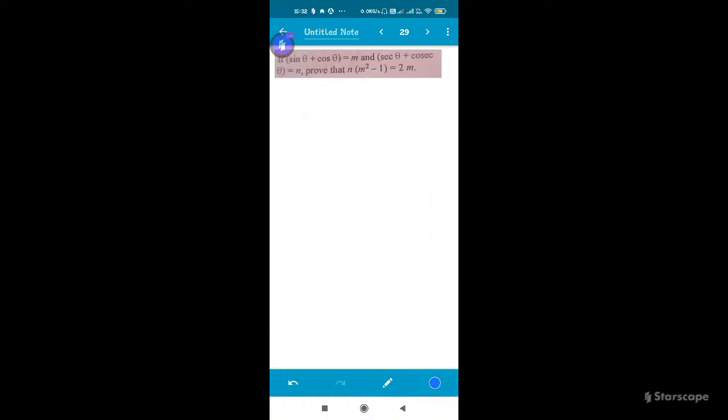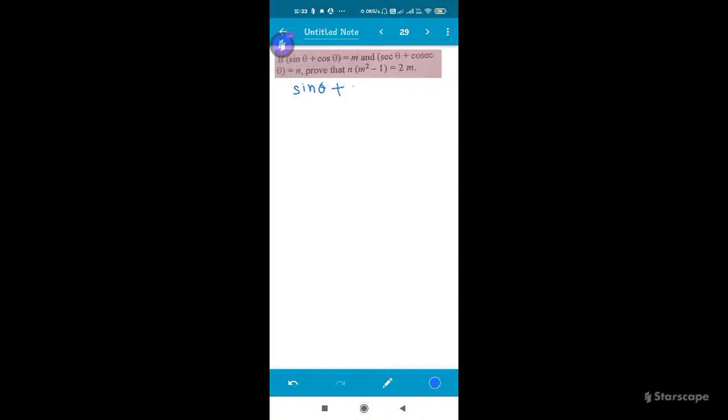Okay. So over here also we have to eliminate theta, but we are not just going to eliminate theta, we are going to prove one relation also. So we have sine theta plus cos theta given as m and sec theta plus cosec theta given as n. We have to prove that n into m square minus 1 is equal to 2m. So let's see how we do it. So let us write what we have first.